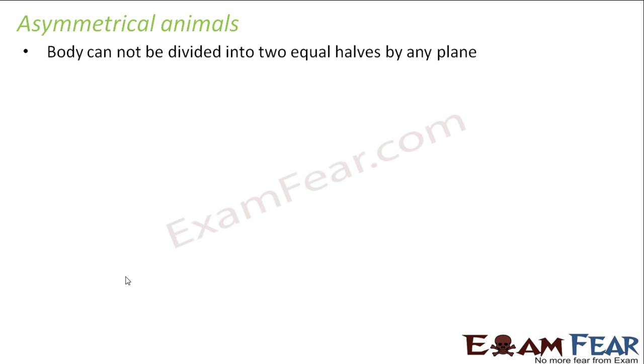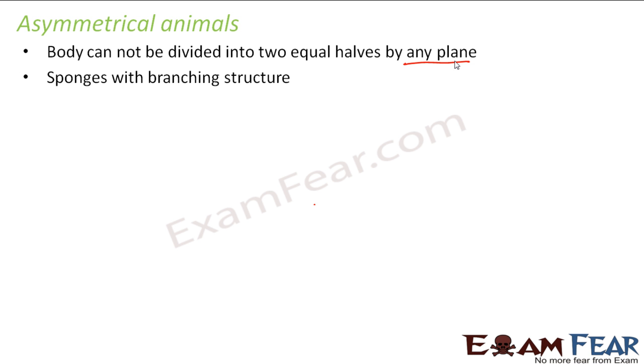Okay. So now let us talk about each of these types of animals one by one. Let us start with asymmetry, that is, asymmetrical animals. These are the animals with no symmetry. The body cannot be divided into two equal halves by any plane. This is very important because for most animals, for symmetry you need a specific plane, but for asymmetrical animals, there is no such plane through which you can actually divide that animal into equal halves.